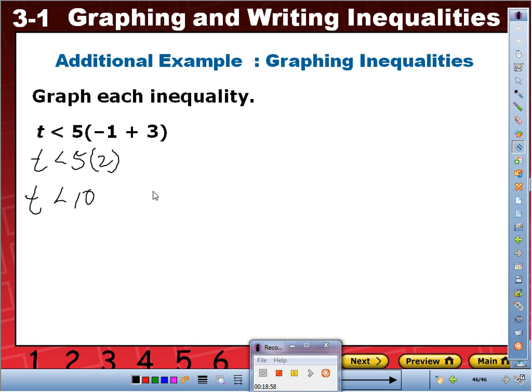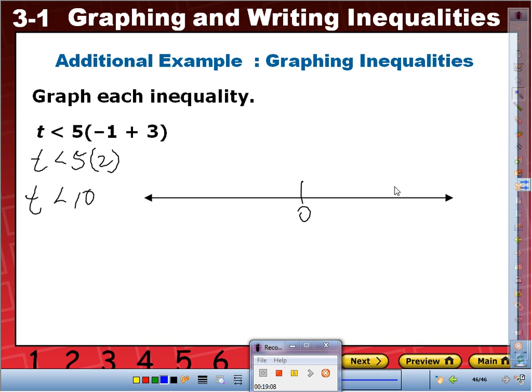Do we know how to graph this? Yes. At that point, get your graph. Right. So here we go. 0. And I'm going to start at 10. Here's a 10. So let's see. Look at the symbol. Does it have a little bar underneath? No. So we're only going to mark the spot with an open circle. There it is. And this reads, T is less than 10. What numbers are less than 10? 9, 8, 7, 6. So everything to the left. You shade and arrow.